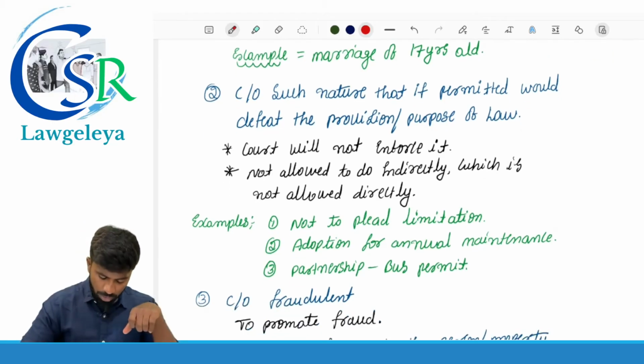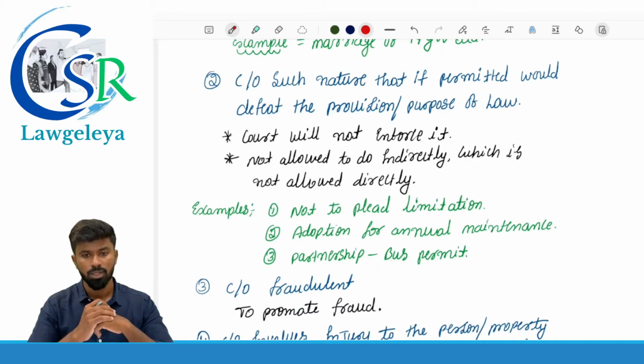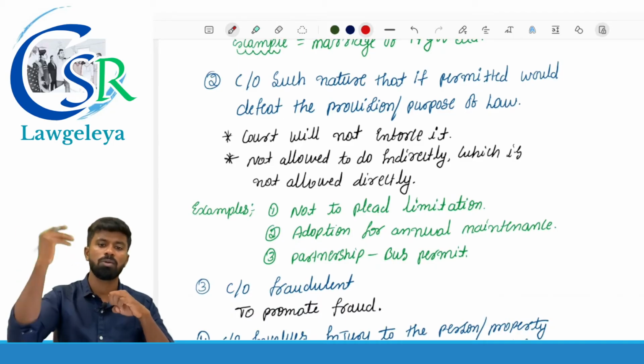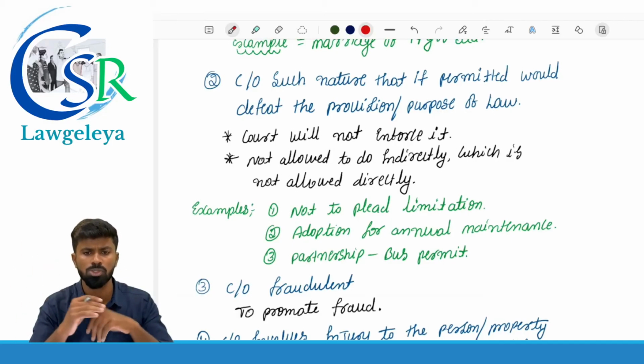For example, if there is an agreement between the parties not to plead limitation, where a person has agreed you can file a case whenever you want. Is that agreement valid? No, it is against the what? Limitation Act. It becomes useless.